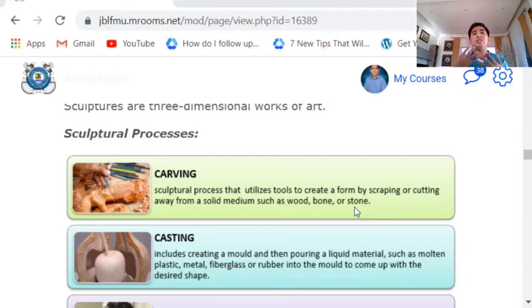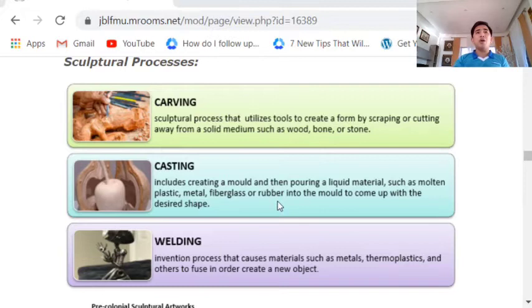Next, casting. What is casting? It includes creating a mold and then pouring a liquid material such as molten plastic, metal, fiberglass, or rubber into the mold to come up with the desired shape. So there is a mold, okay? You use it to get the desired shape. And then you pour any liquid material into it, and when you open the mold, you see what you made. Alright? Examples are souvenirs and figurines, alright? And even jewelry, okay?